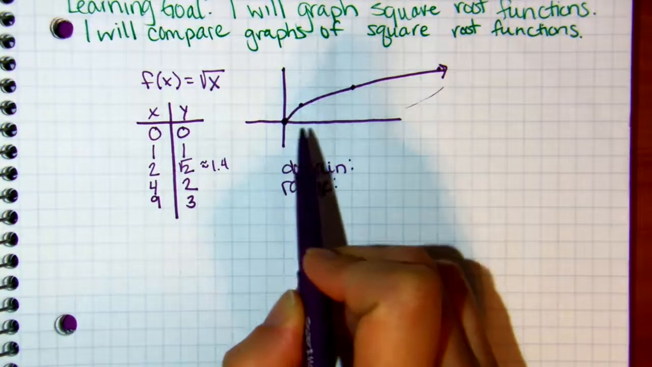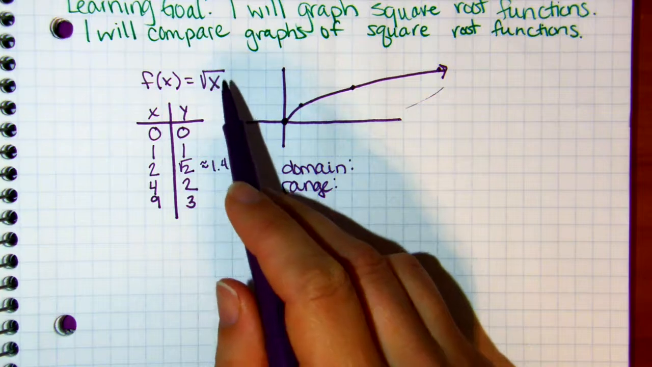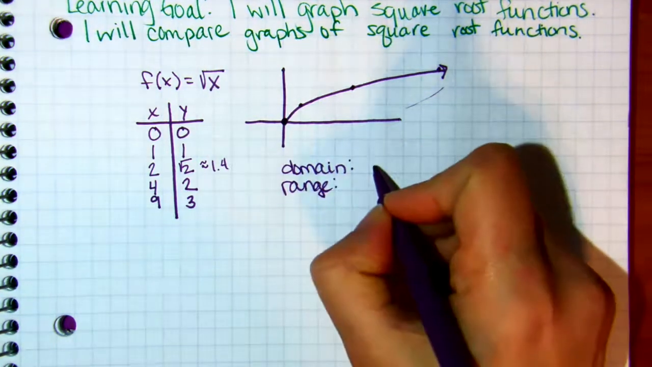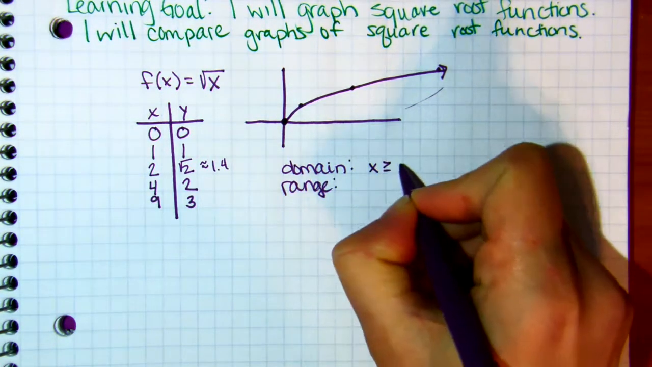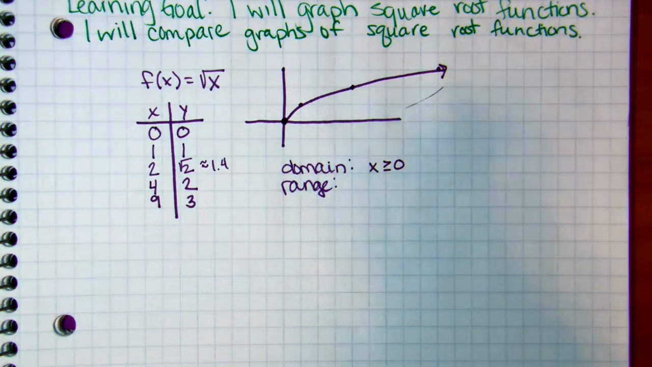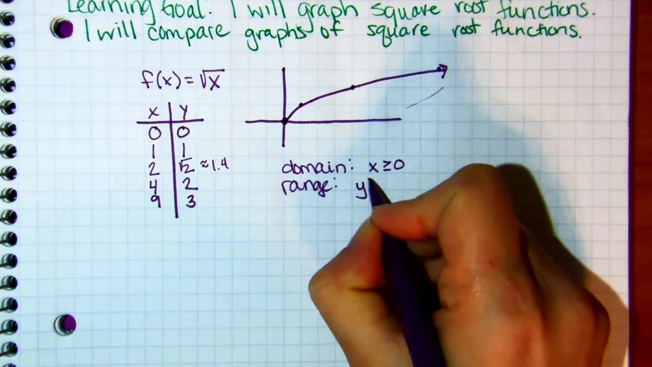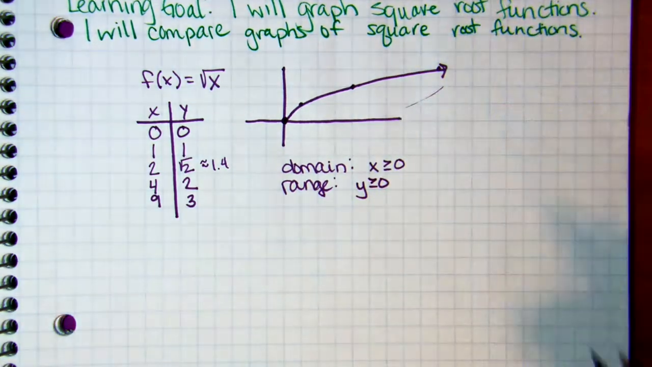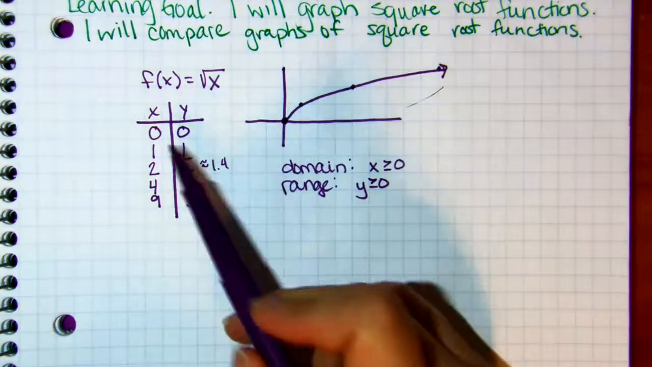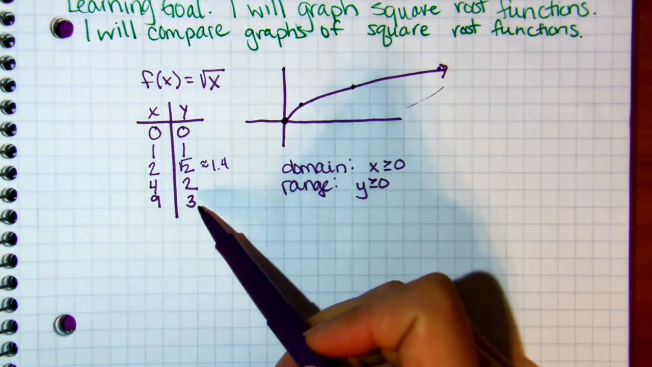You'll see that I can't put in any negative numbers for x. So my domain is going to be x is greater than or equal to 0. And then in order for this to be a function, my range then also has to be y is greater than or equal to 0. Because when I put in my positive numbers, I'm only getting out positive numbers.